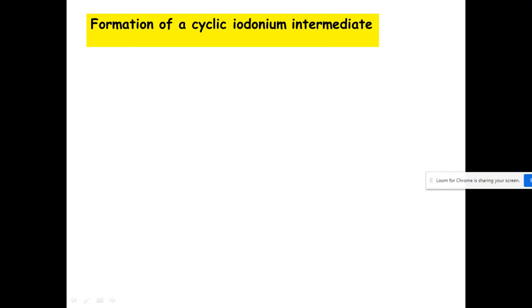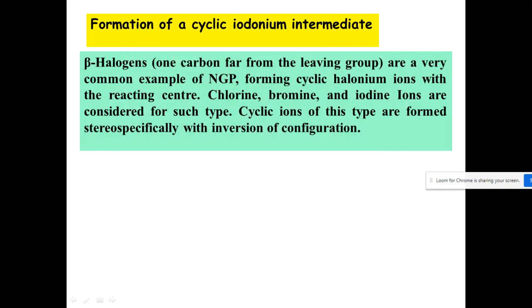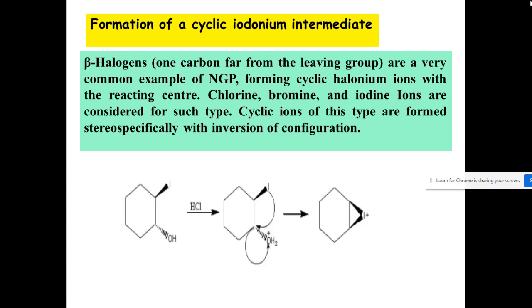Formation of cyclic iodonium intermediate. Beta halogens, that is one carbon far from the leaving group, are a very common example of neighboring group participation, forming cyclic halonium ions with the reacting center. Chlorine, bromine, and iodine ions are considered for this type. Cyclic ions of this type are formed stereospecifically with inversion of configuration. Okay.